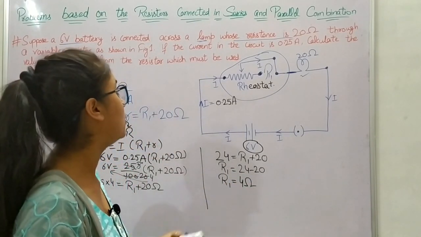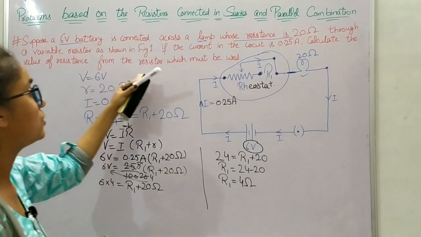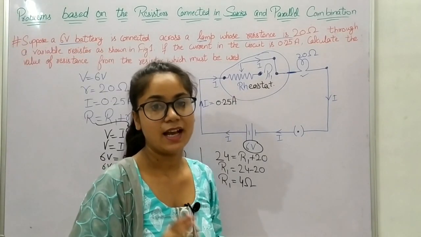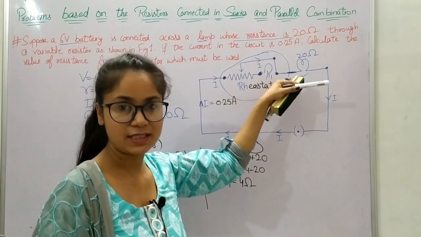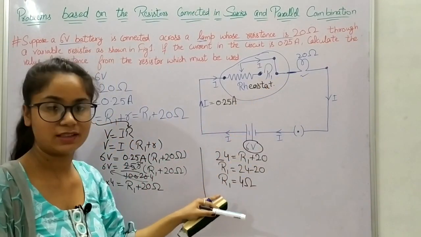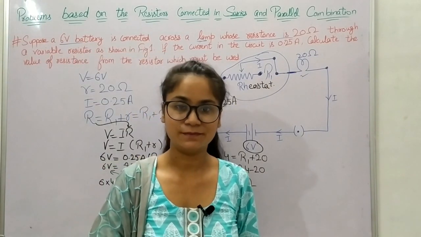So we have figured out the value of resistance of the resistor which must be used. And you know which resistor must be used? This one. We had named it R1 and we have got the value of R1, which is 4 ohm.